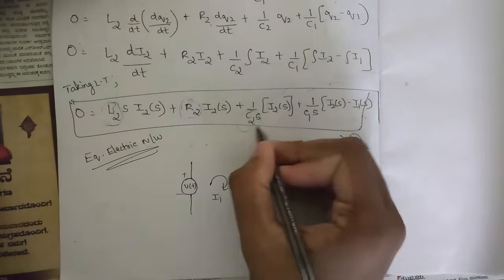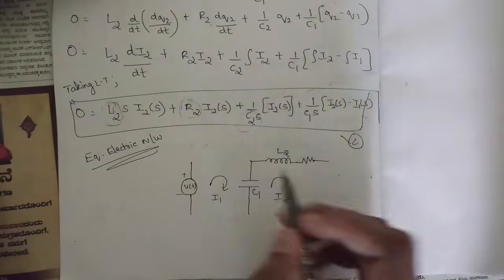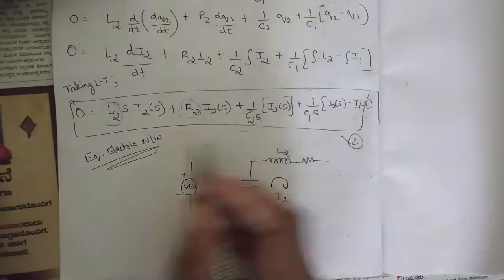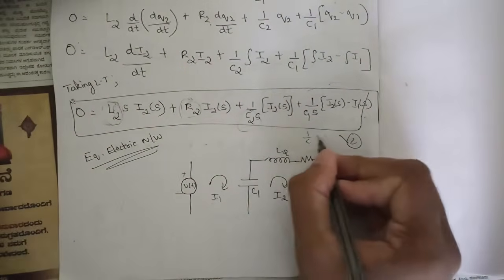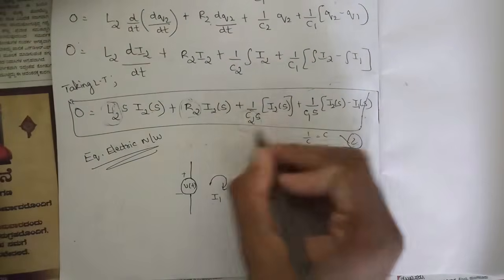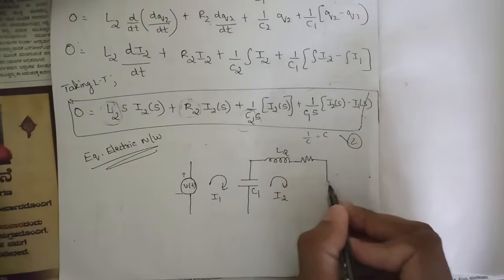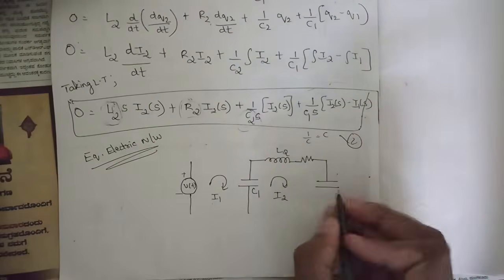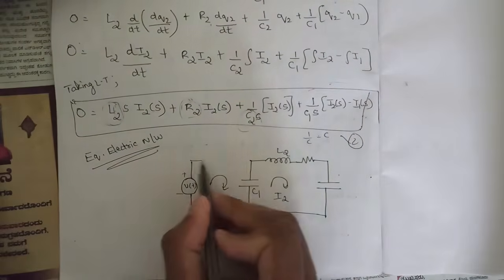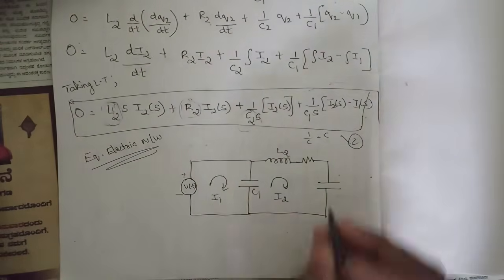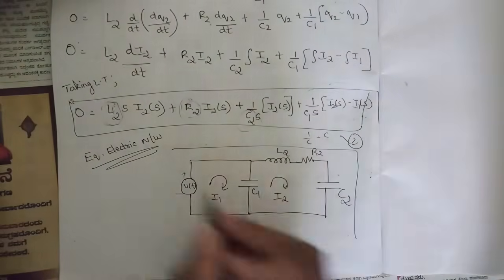Next, 1 by C2 of S into I2 of S. When taking the Laplace transform and writing it in an electrical circuit, we know that 1 by C corresponds to C only. So this capacitor C2 is in this loop I2. Build this capacitor here, that is C2, and close this loop. We have no other components left, so you can close this loop, and name it R2 and C2. In this way we have built an electrical network.